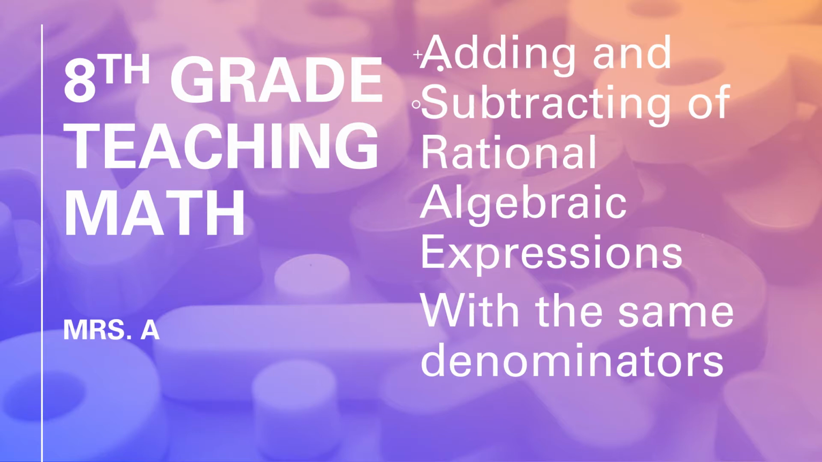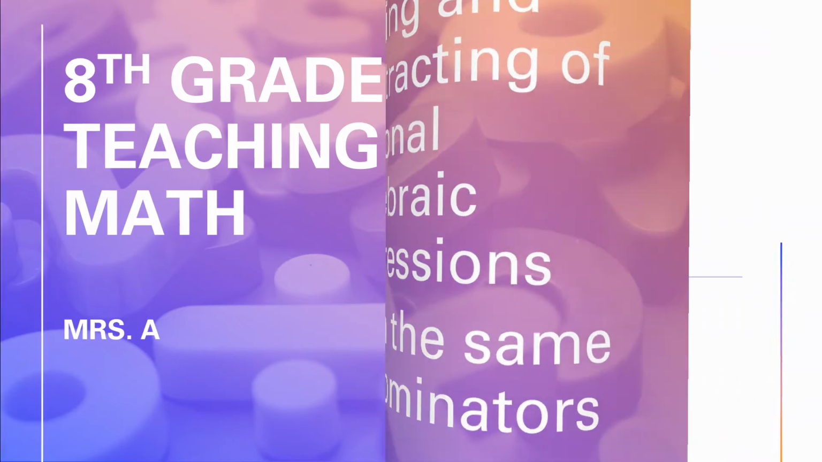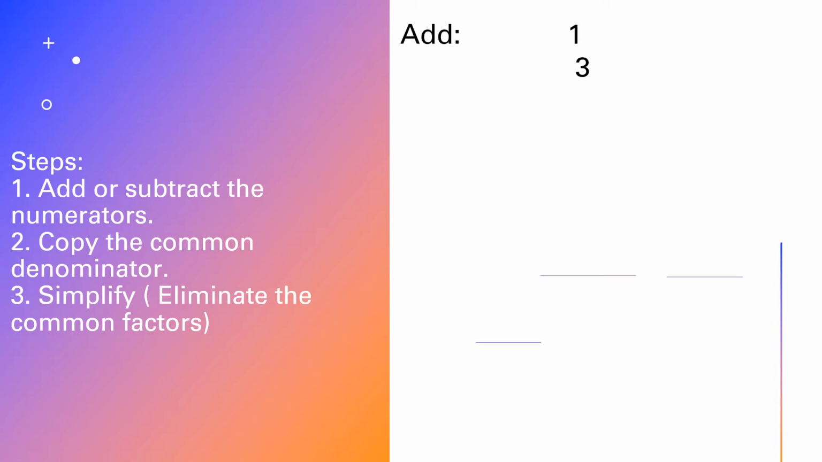In today's video, you're going to learn how to add and subtract rational algebraic expressions with the same denominators. Let's have a review first on how we can simply add or subtract fractions. So I have here 1/3 plus 5 over 3. So the steps, we can add the numerators and copy the common denominator, then simplify if needed.